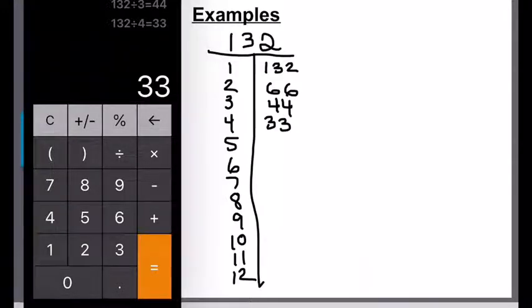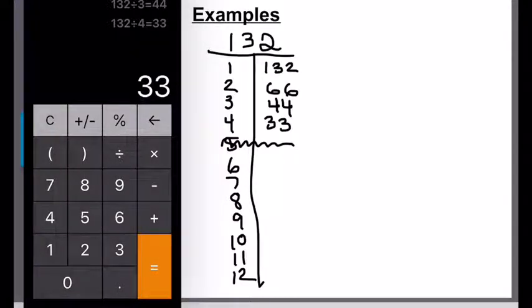The divisibility rule for 5 is your number has to end in 0 or 5 for it to be divisible by 5. 132 ends in 2, not 0 or 5. So it's not divisible by 5. 5 is not a factor of 132, so I'm going to squiggle it out because that is not one of my factors.